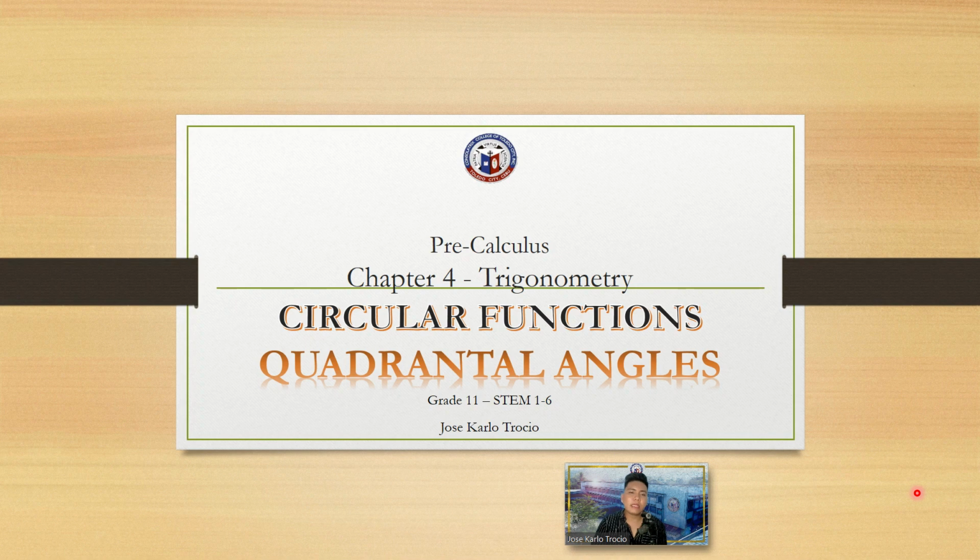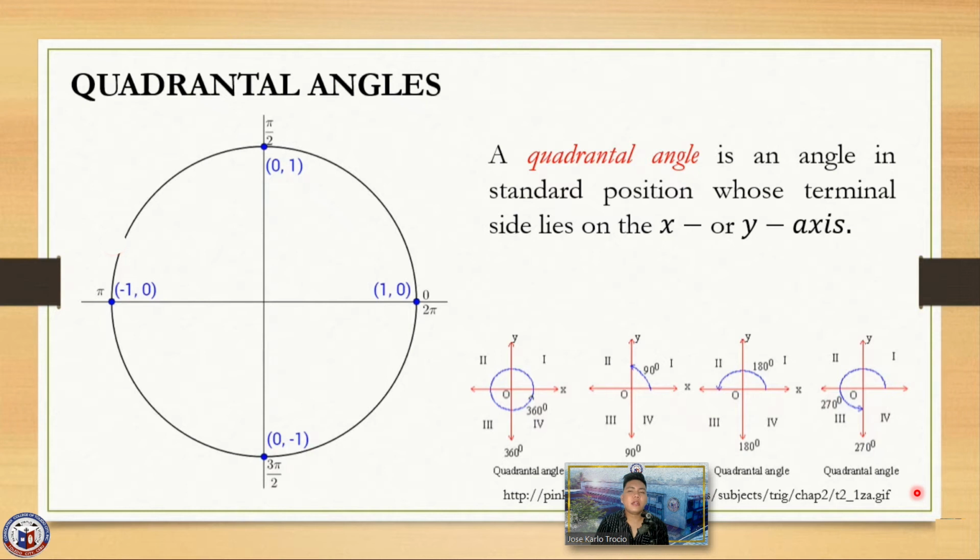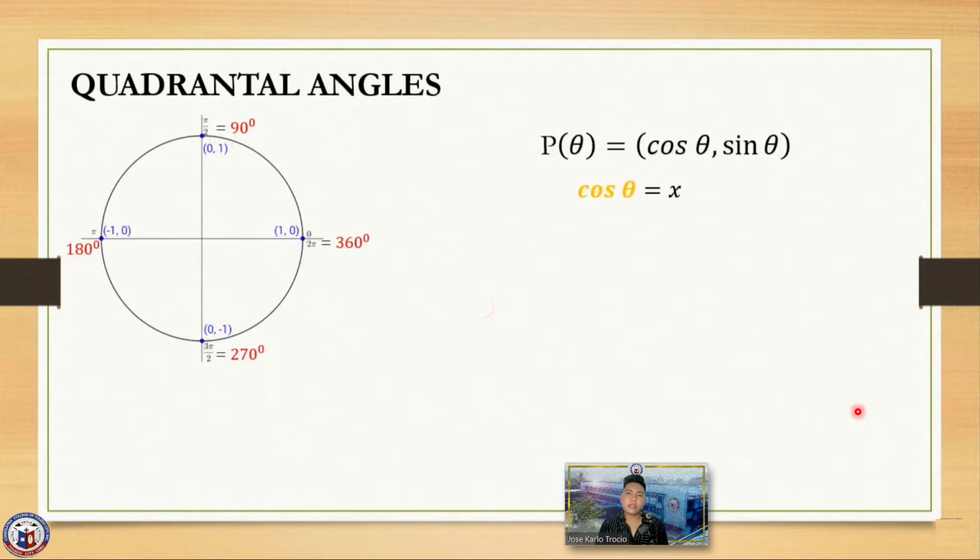Just to add, the quadrantal angle. What is a quadrantal angle? Very quick: a quadrantal angle is an angle in standard position whose terminal side lies on the x-axis or y-axis. Look at this. Example, 90 degrees is on the y-axis. You also have 180 degrees, which is on the x-axis, and 270 degrees, which is on the y-axis. So that is a quadrantal angle.